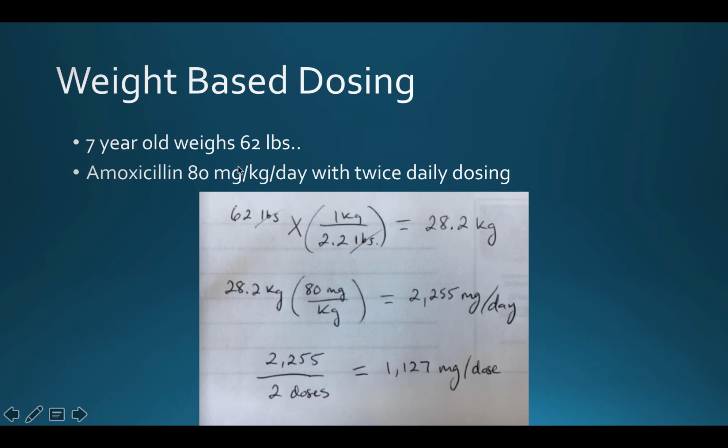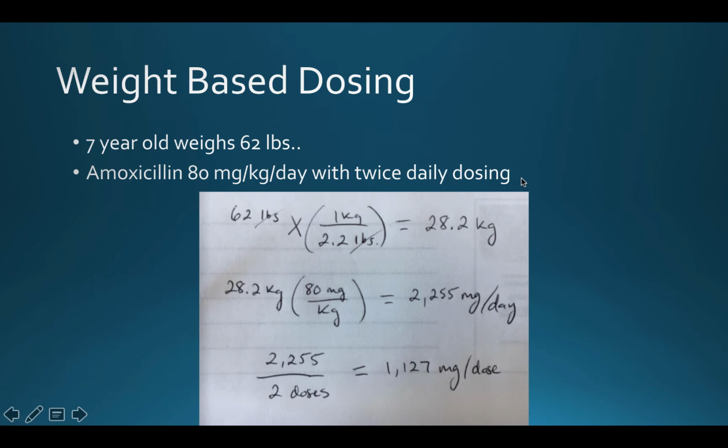You need to know how to convert pounds to kilograms because most of our drugs now are based on kilogram dosing. So there we convert to 28.2 kilograms, and from that we get 28.2 times your milligram per kilogram per day, and we get 2,255 milligrams per day. And again, remember what the question is asking.